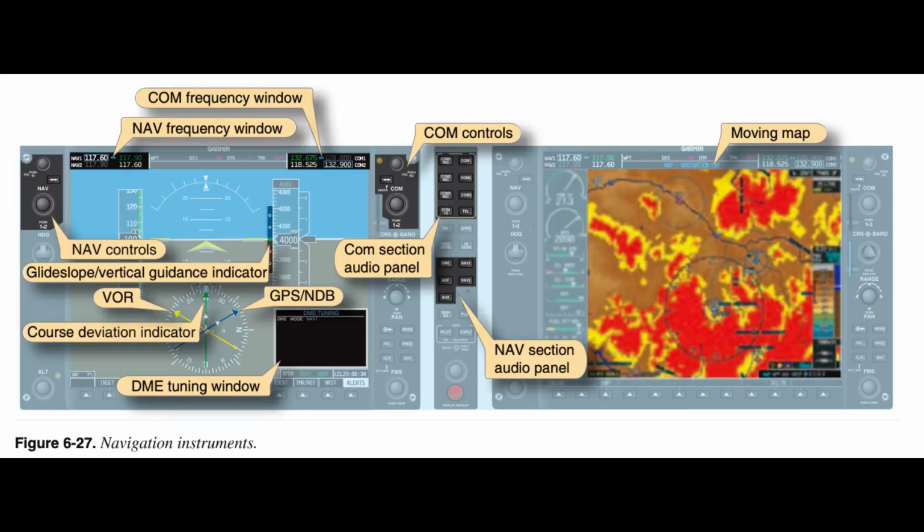Navigation instruments. The navigation instruments are comprised of Global Positioning System, GPS, displays and indicators, very high-frequency omnidirectional range/non-directional radio beacon, VOR/NDB, indicators, moving map displays, localizer, and glide slope, GS, indicators. Figure 6.27. The instruments indicate the position of the aircraft relative to a selected navigation facility or fix.